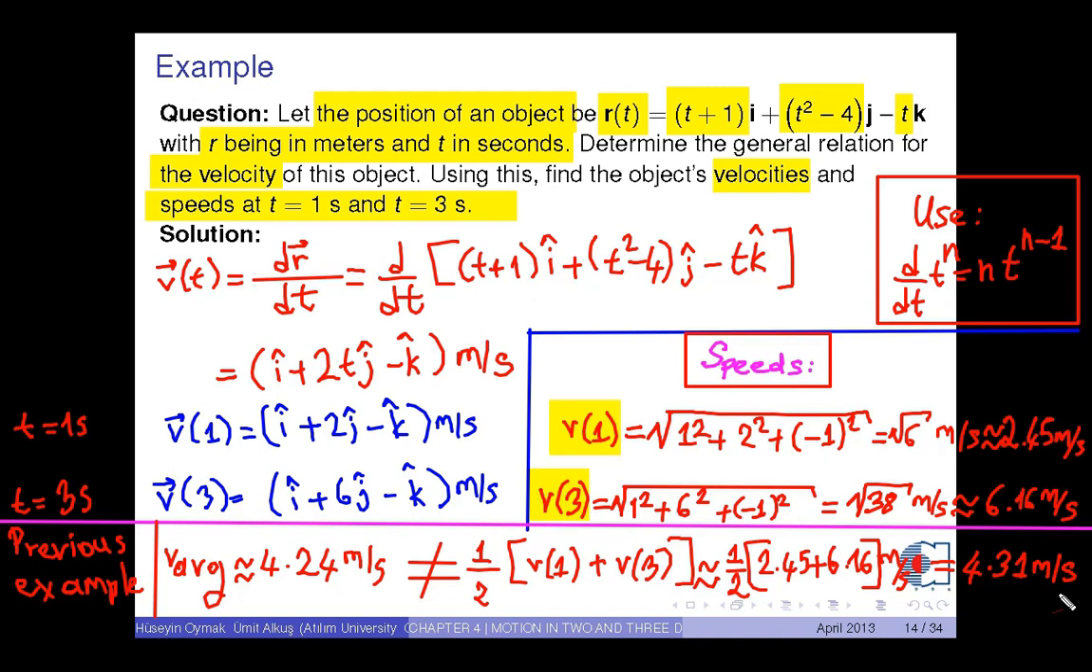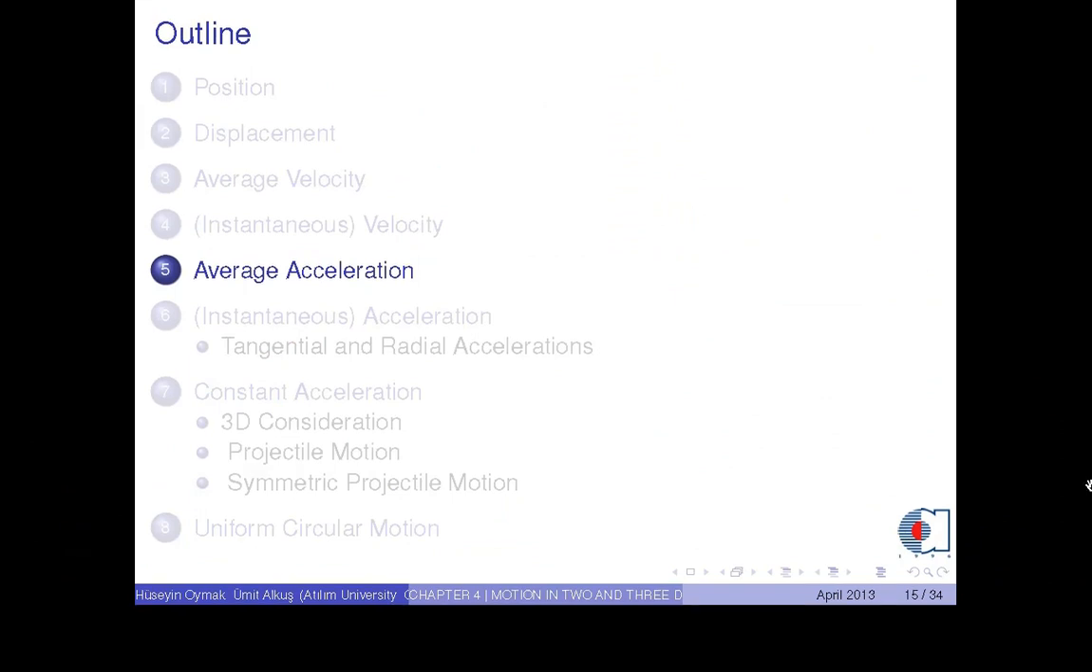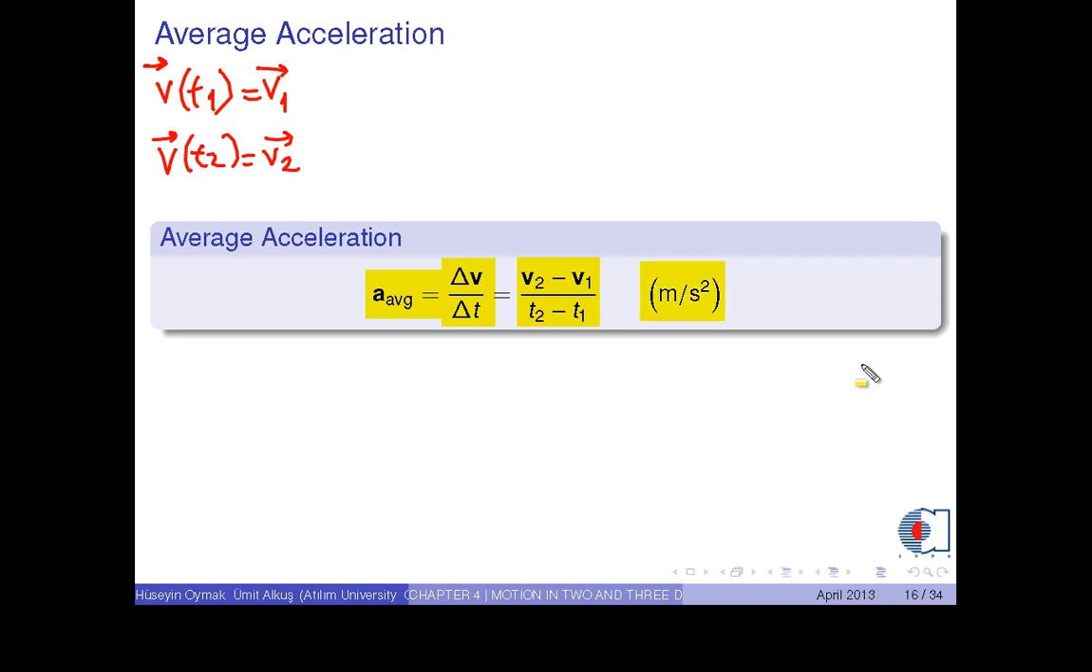Alright, let's move on to the topic average acceleration. For an object whose velocity at time t1 is v1 and at a later time t2 is v2, we define its average acceleration, which is another vector quantity, as a average = Δv/Δt = (v2 − v1)/(t2 − t1), which is in meter per second square.